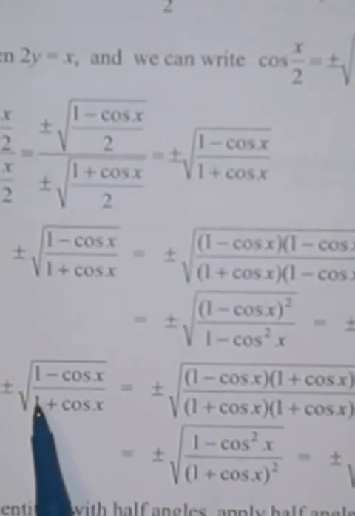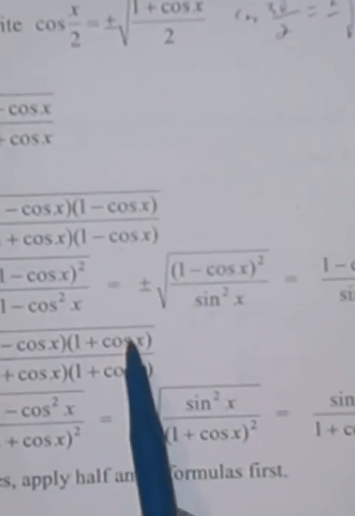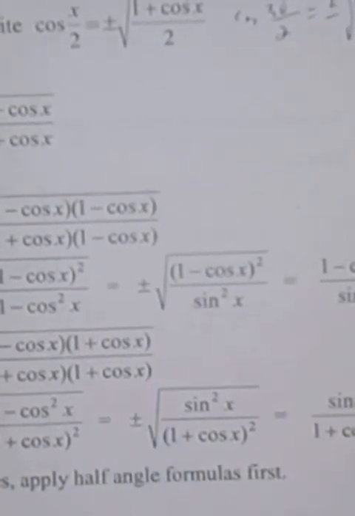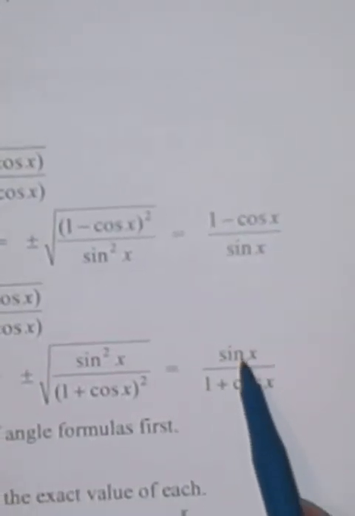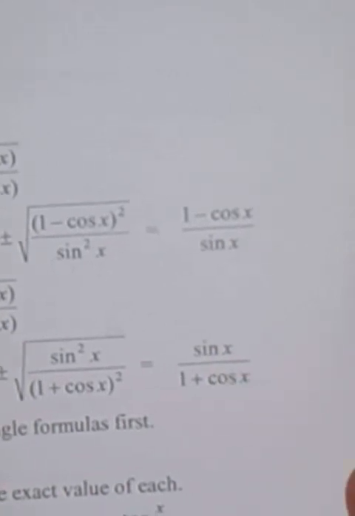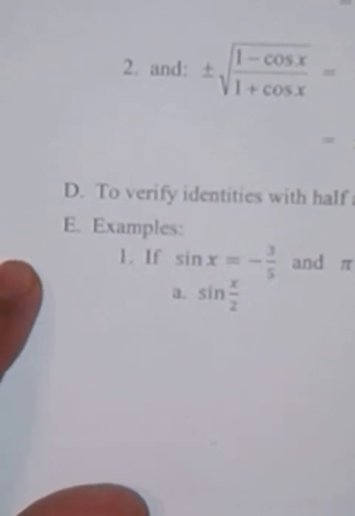Or we could have taken plus or minus the square root of (1 minus cosine x) over (1 plus cosine x) multiplied by (1 plus cosine x) over (1 plus cosine x), top and bottom, and we'd end up with sine x over (1 plus cosine x). Again, 1 plus cosine x is a positive number, and sine x could be positive or negative. Right, I'm going to stop the video here, and we'll continue with some examples in part 2.